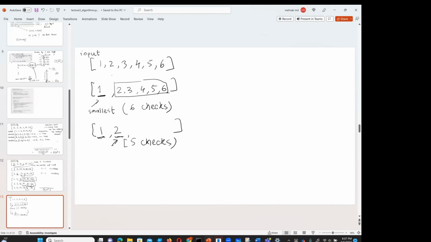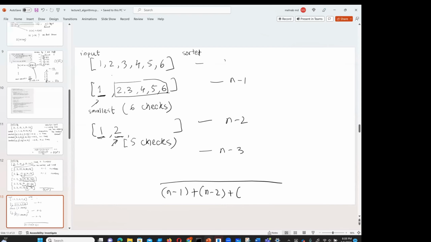So my point is, although this was sorted, I didn't get any benefit. Did I get any benefit? Still, I had to do n minus 1 checks here, right? I had to do n minus 2 checks here, right? Next time I had to do n minus 3 checks. So in total, it would be n minus 1 plus n minus 2 plus n minus 3, right? Which is order of what? N square. Order of n square, right?